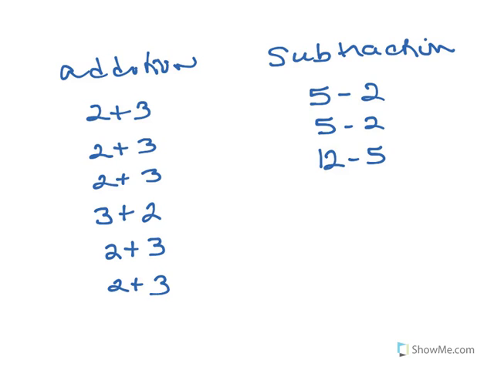Subtracted, decreased by, I haven't done that one. So 12 decreased by 5 would look like that. Subtracted from, all right, 5 subtracted from 12. So we're going to put the 12 first. And 12 reduced by 5. All right, so that is the first two.